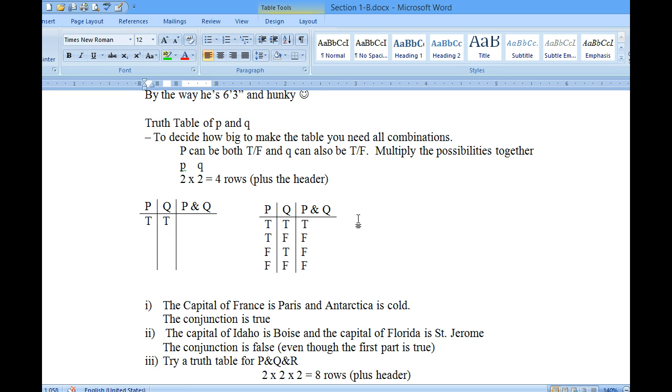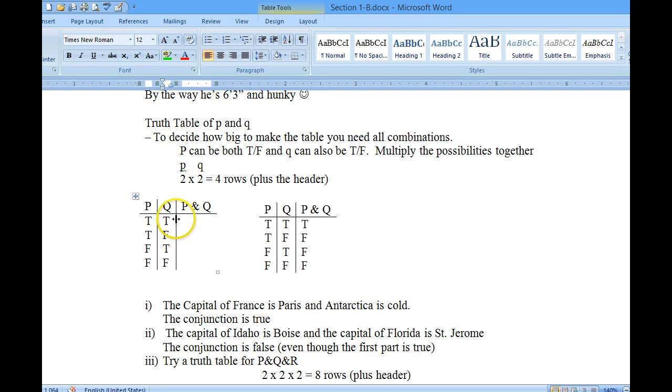So the next combination, P can be true and Q can be false. We can have that combination. The next one, since I've done all the possible combinations of P being true with Q being true and false, I now have the option of P being false, and then Q can be true. And then the last combination is if P is false and Q is also false.